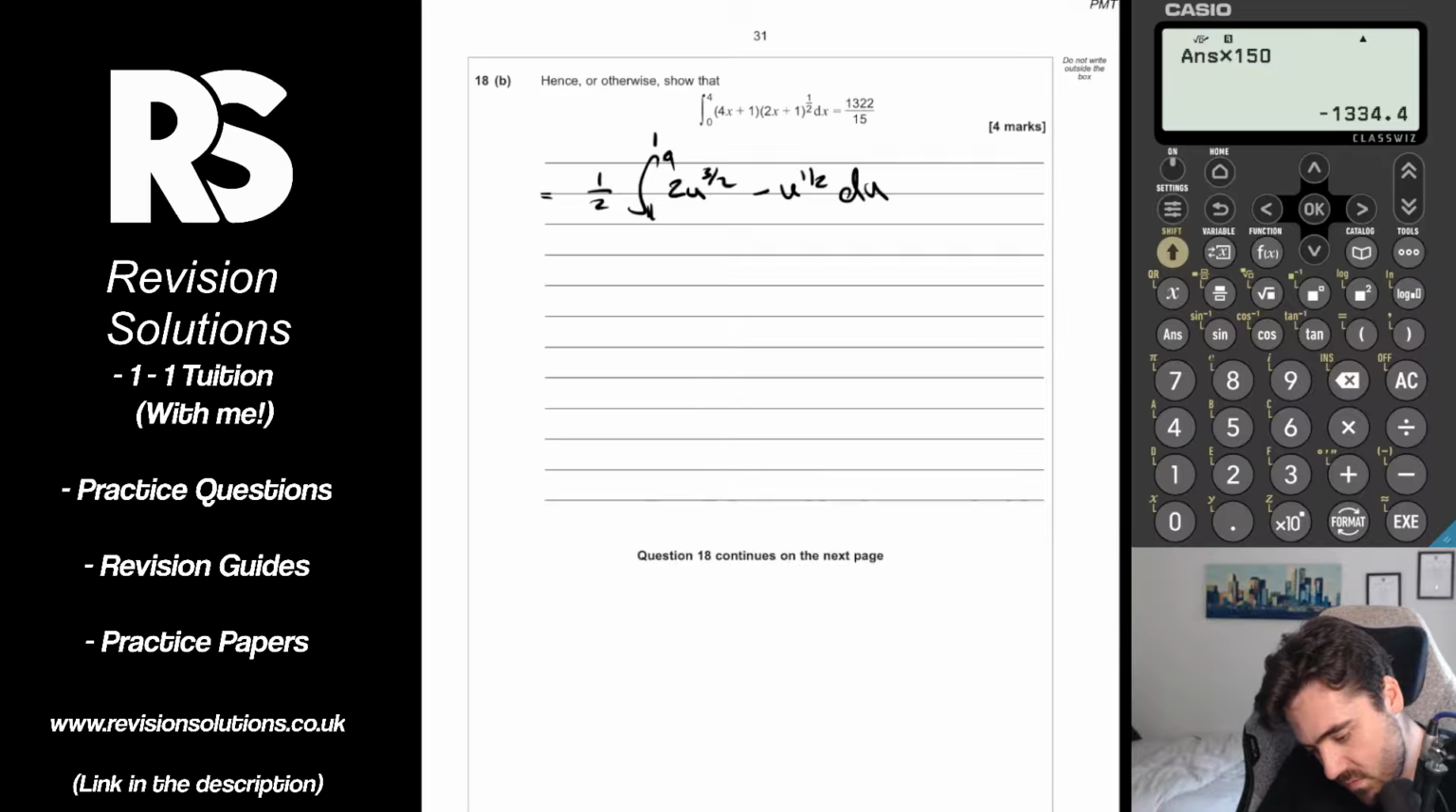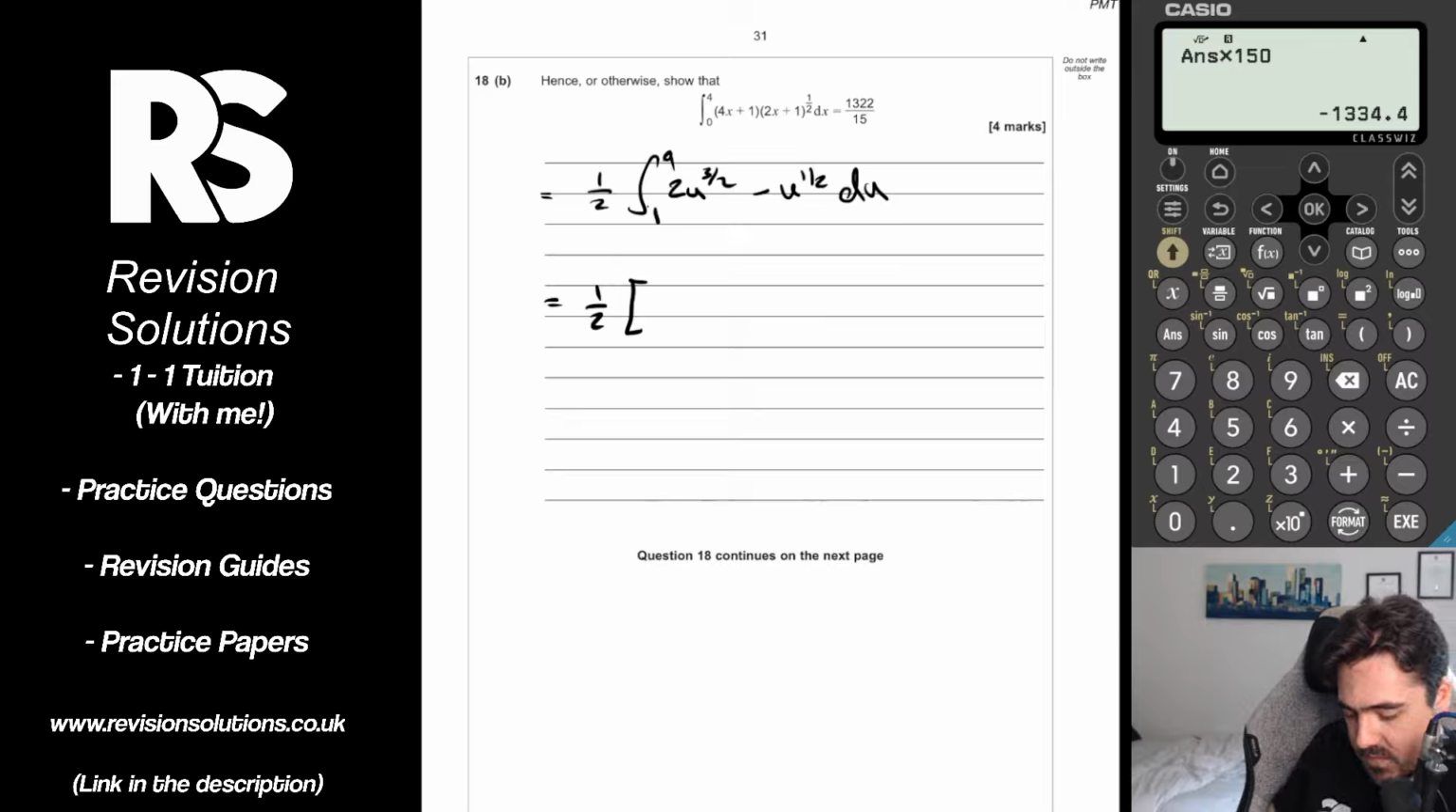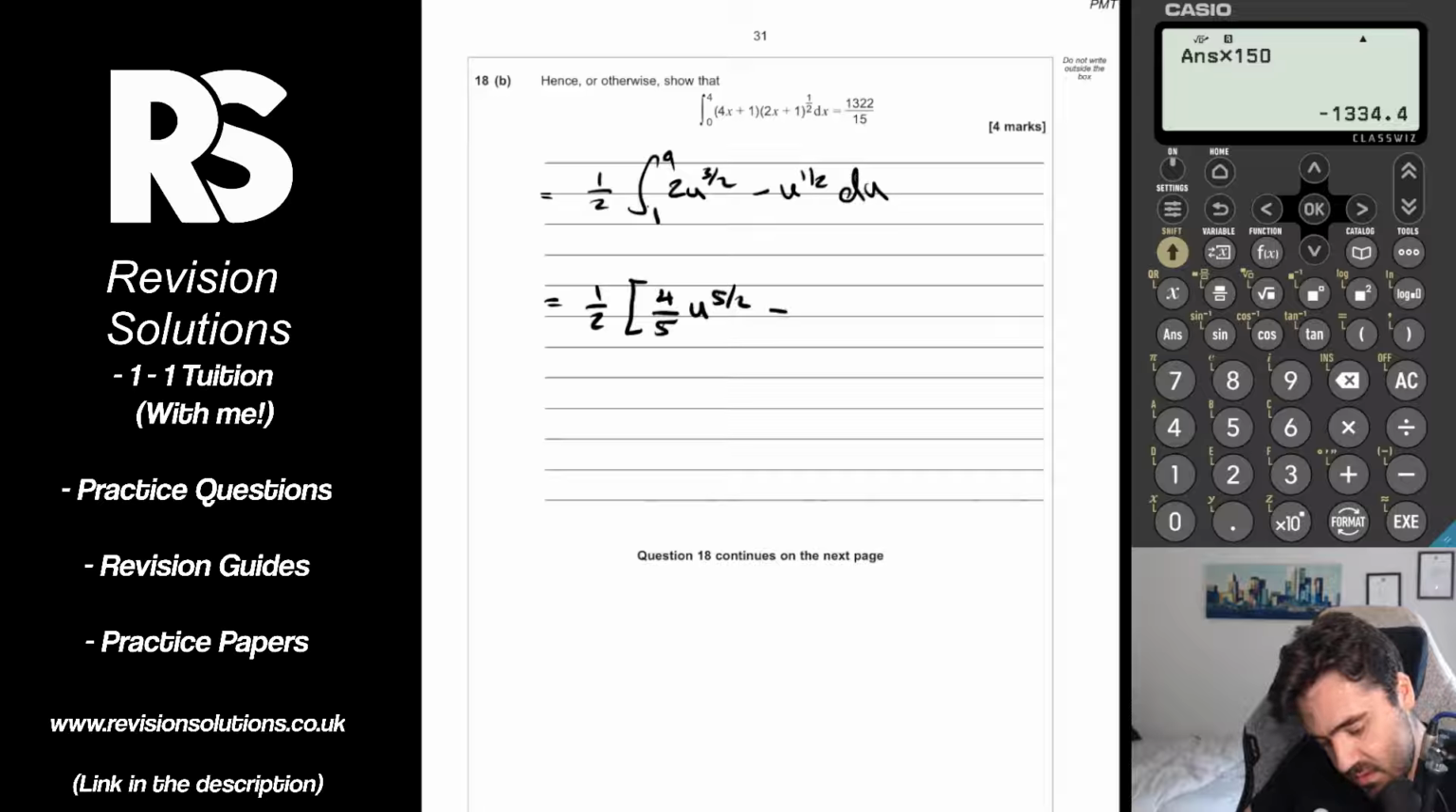I don't know why that's copied over as well. Let's just tidy that up a bit. So doing this integral, we've got a half, and then we're integrating this, so it's 2u to the 5 over 2 divided by 5 over 2. So that's going to be 4/5 of u to the 5 over 2. And then we've got minus u to the 3 over 2, and dividing by 3 over 2 is the same as multiplying by 2/3. Between the limits of 1 and 9.